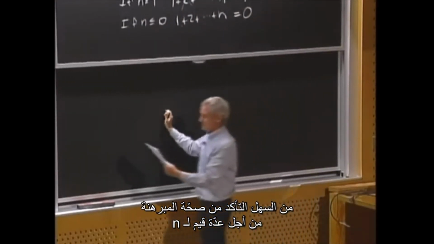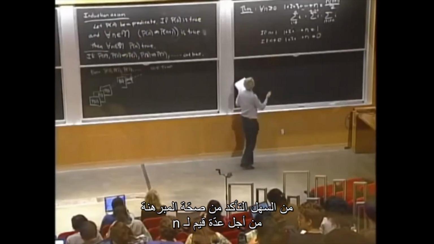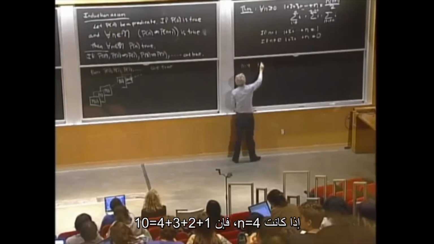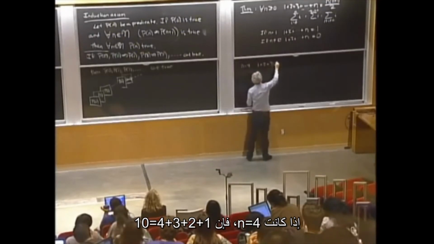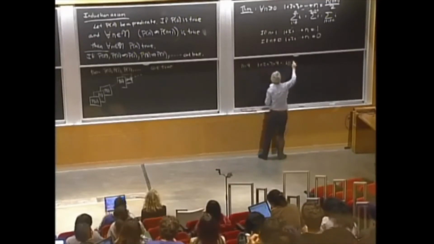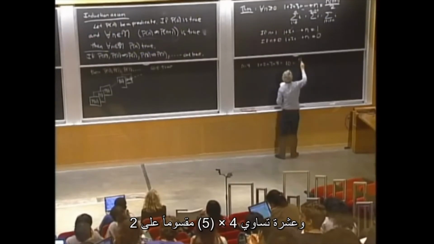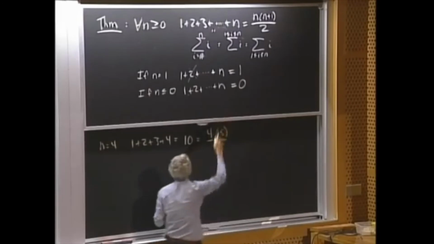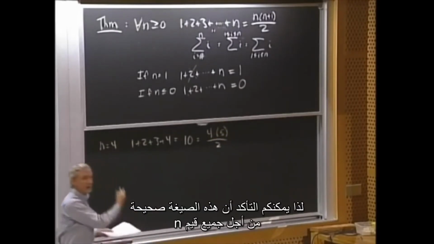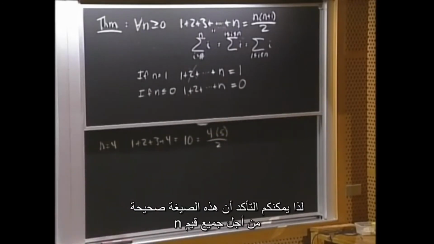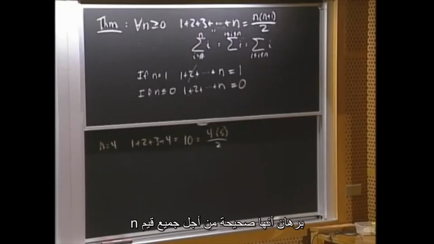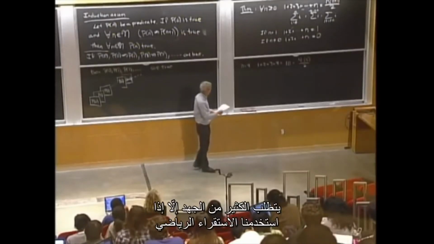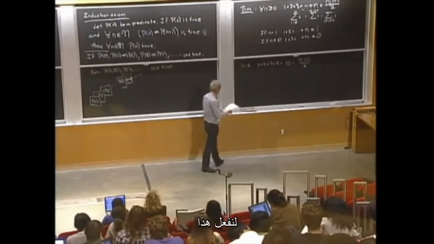All right, it's easy enough to check that the theorem is true for certain values of n. For example, if n equals 4, I've got 1 plus 2 plus 3 plus 4. That's 10. And 10 equals 4 times 5 over 2, plugging in the formula. So for any value of n, you could check this formula is true. Proving it's true for all n takes a little more effort, unless you use induction. So let's do that.